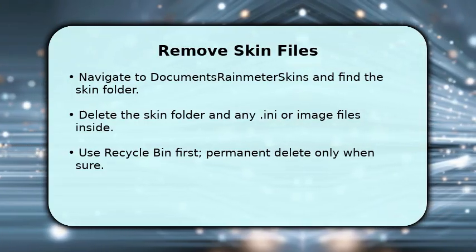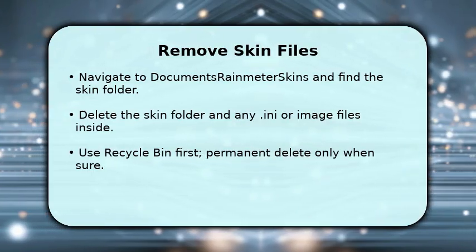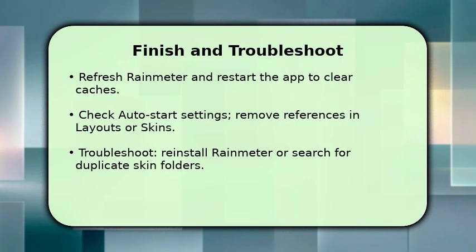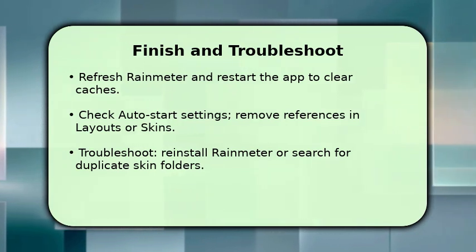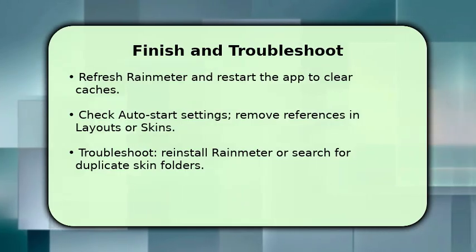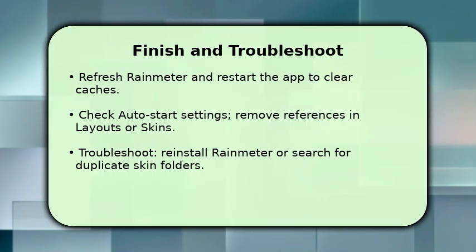Make sure to use the recycle bin initially in case you need to restore. Permanent delete is only necessary when you are certain. Finish by refreshing Rainmeter and restarting it to clear caches and confirm the skin is gone. Also inspect layouts and auto-start entries within Manage to ensure no leftover references will reload the skin.